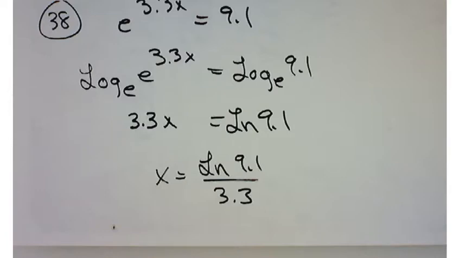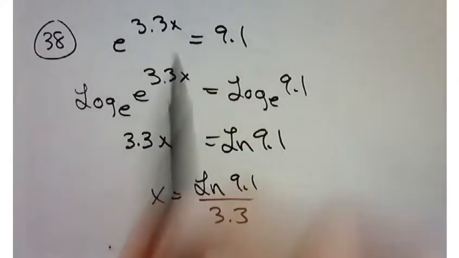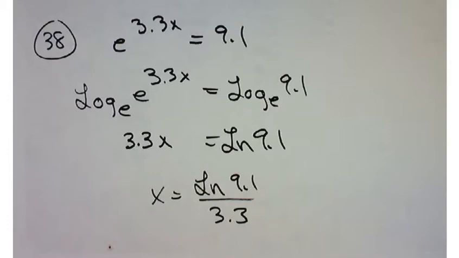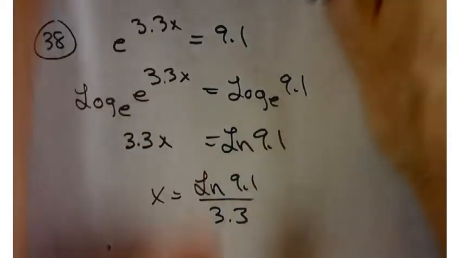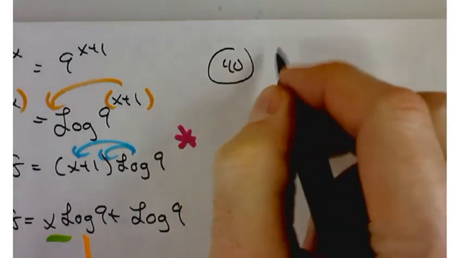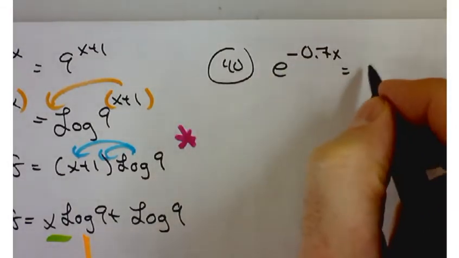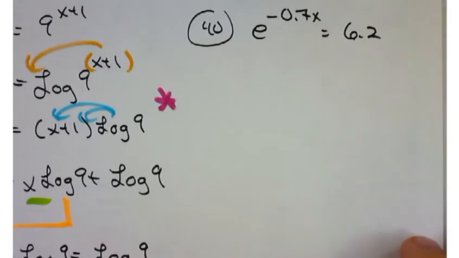Wow, compared to the last one, that was easy. Yeah. Nice. That was a lot more friendly than our previous ones because we chose to take log of the same base. So, nice on that one. Let's do that again. Let's try it with problem number 40. e to the negative 0.7x equals 6.2.